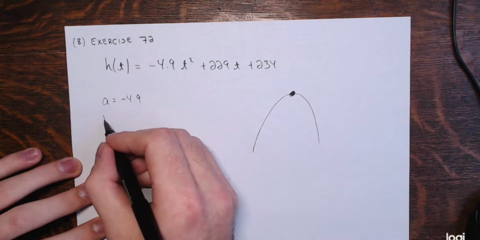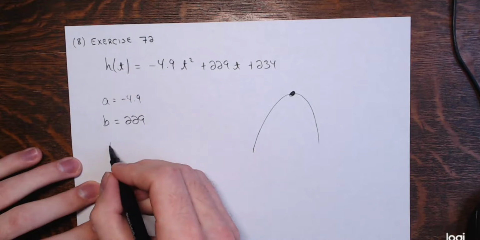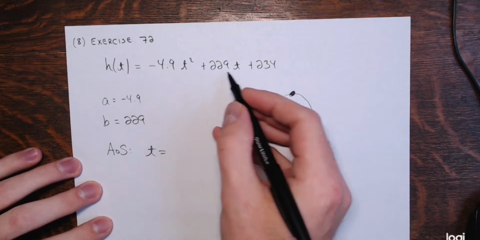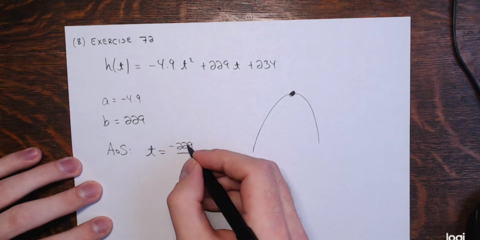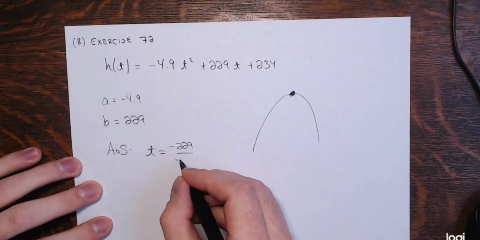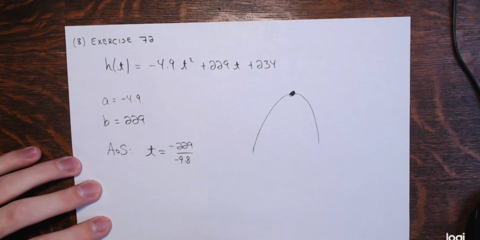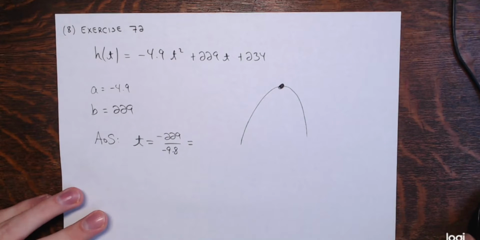Little b would be 229, right? And so the axis of symmetry here is t equals, right, because the input's t, negative b over 2 times a, which would be negative 9.8, right? 2 times negative 4.9. And this will be positive something.